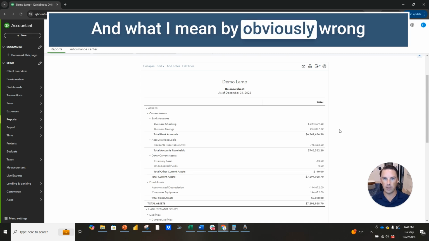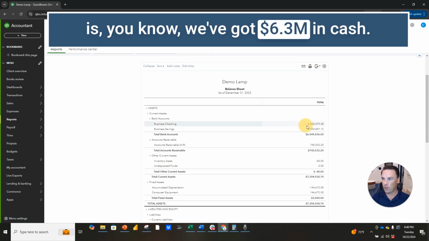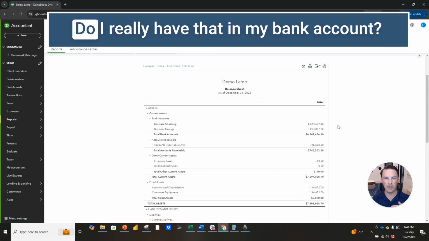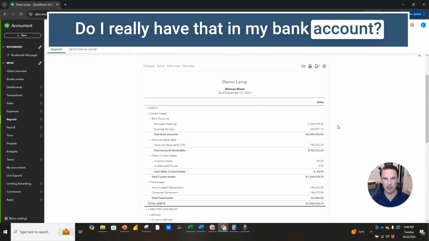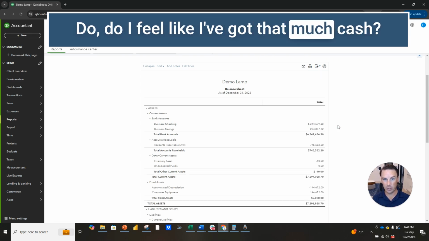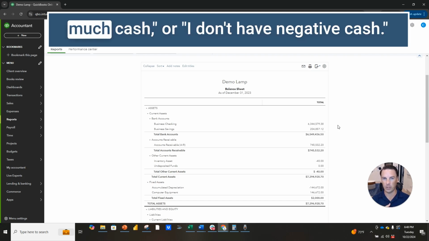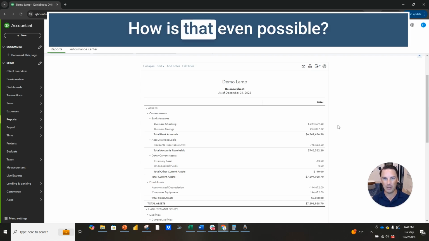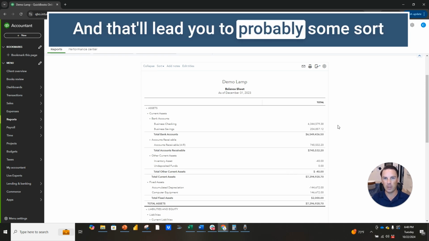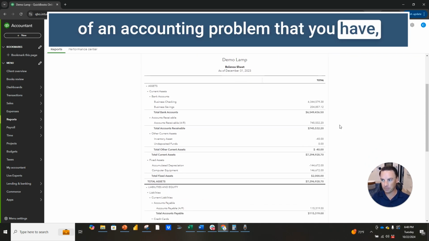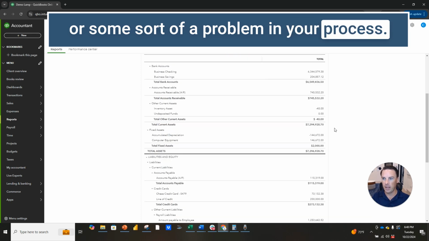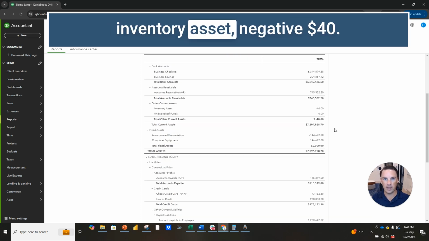What I mean by obviously wrong: we've got $6.3 million in cash. Do I really have that in my bank account? Do I feel like I've got that much cash? Sometimes business owners will say, no, I don't think I've got that much cash, or I have negative cash, how is that even possible? That'll probably lead you to some sort of accounting problem, or some sort of problem in your process. As I scroll down, inventory asset, negative $40.